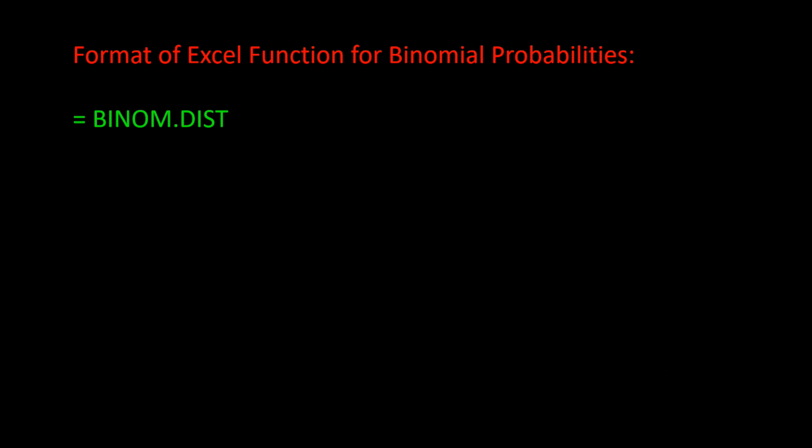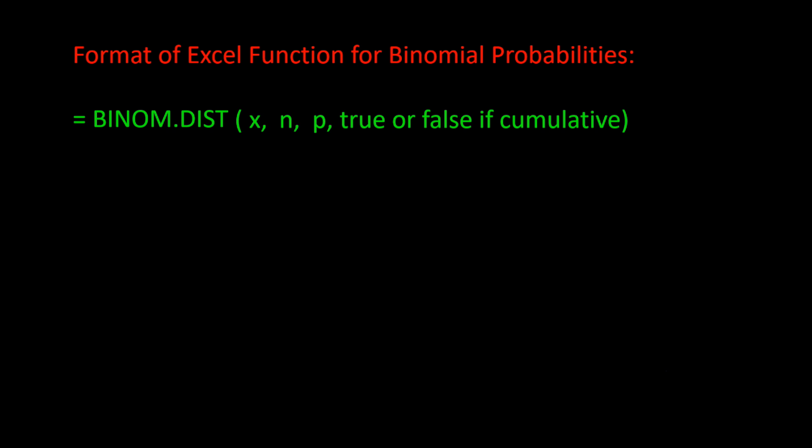Remember, functions and formulas in Excel always start with an equal sign. And the format is as follows. We have equal BINOM.DIST, binomial distribution. And then in parentheses, we type in X for the number of successes. Then we type a comma, N for the number of observations, comma, P, the probability of success, comma, and then we would type in either true or false depending on whether we want a cumulative answer or not a cumulative answer.